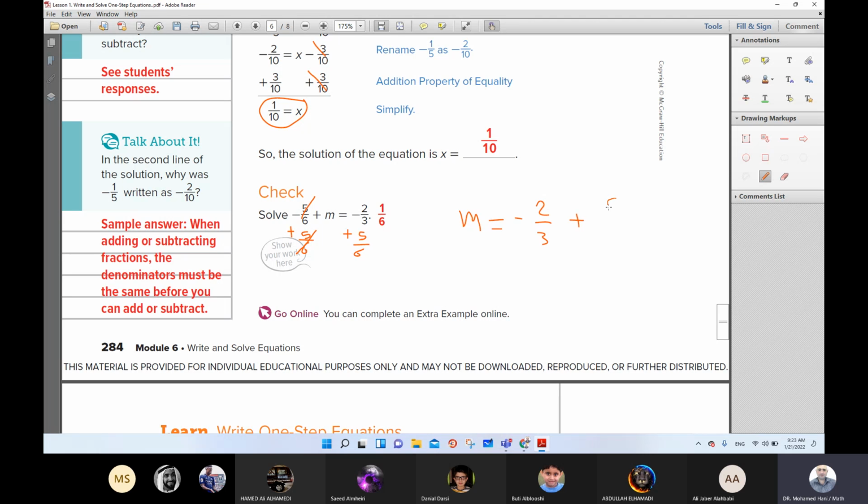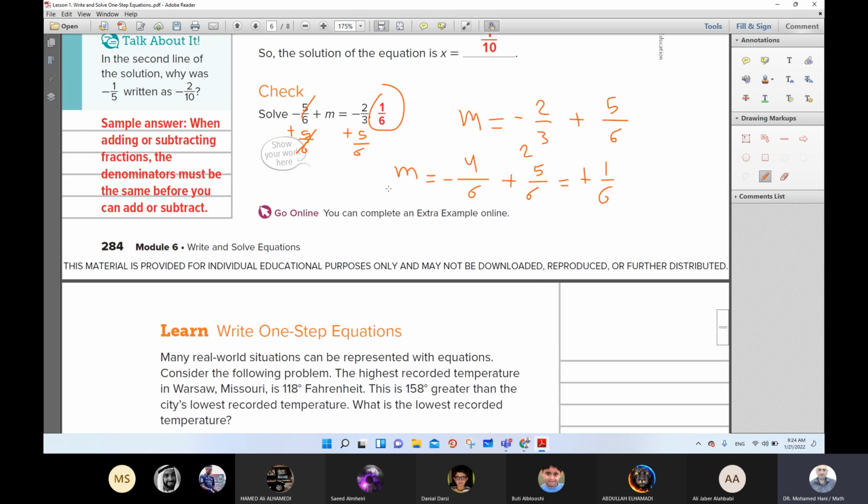plus 5 over 6. We cannot add directly because here we have different denominators. So try to multiply here by 2 to get the same denominators. So m equal negative 2 times 2, 4, 2 times 3, 6, plus 5 over 6. Negative 4 plus 5 will be positive 1 over 6. So the value of m will be 1 over 6.